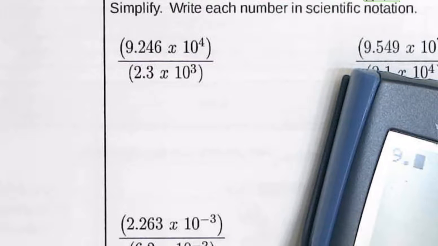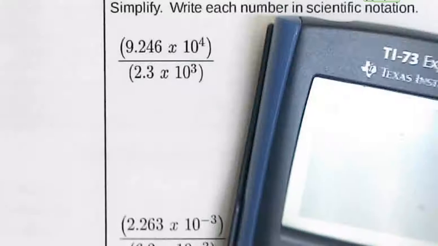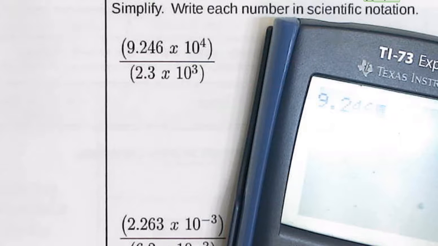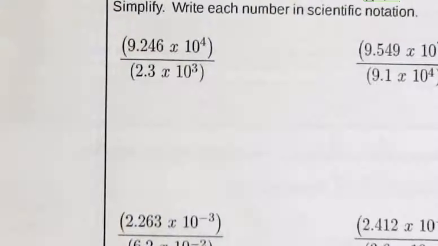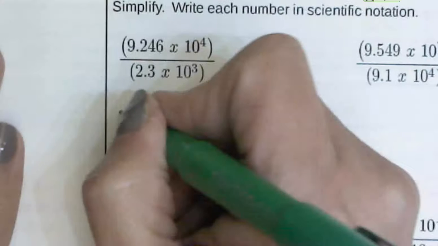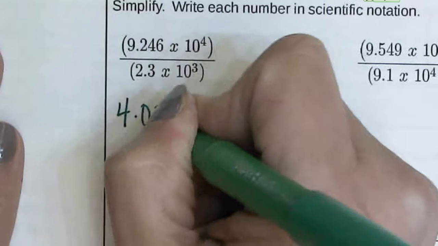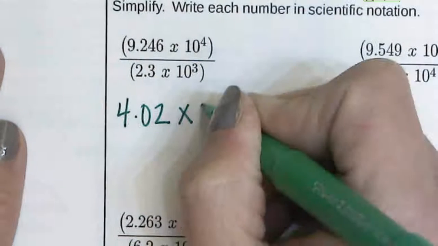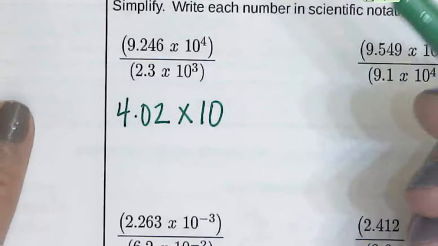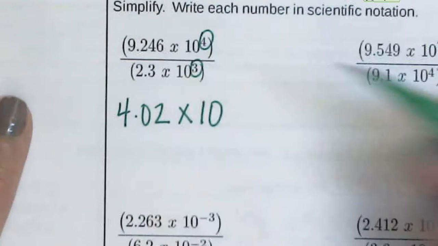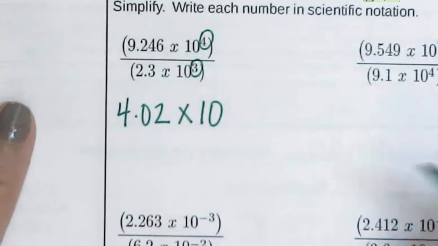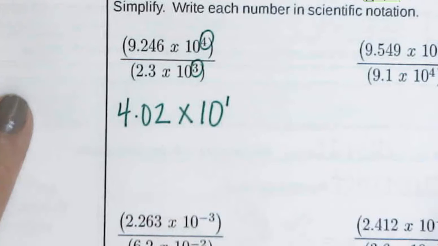Times 10 to the, so now I have to get my exponent. Because I am dividing, I know that I'm going to be subtracting. So 4 minus 3 is 1. You are free to write the 1 as the exponent, or if you don't want to, that's okay too. If there's no exponent there, it's implied that it has an exponent of 1. I then need to look at that number before my decimal point. I need to double check that it's one digit, which it is, and it's between 1 and 9, which it is because it is 4, so I know that my answer is final and I am done.